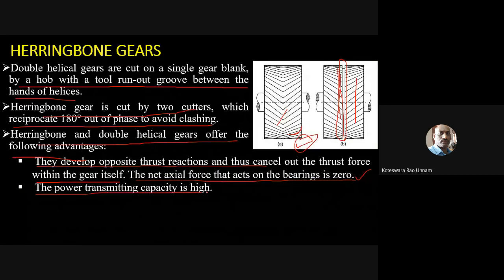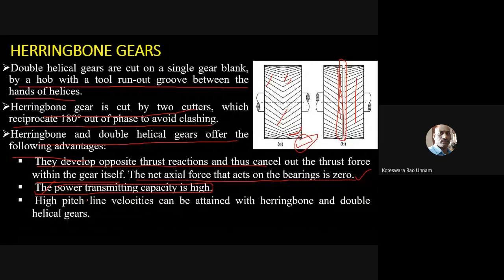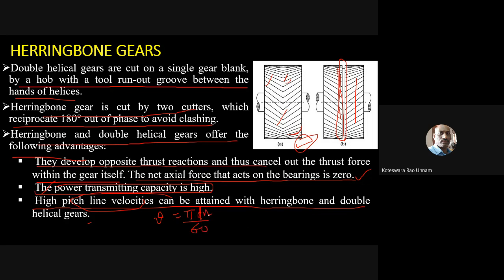The power transmitting capacity is high because you have two gears. With one gear, if you produce 10 kilowatts of power, then in a double helical gear you can produce twice the power because you have two gears. Therefore the power transmitting capacity will be high. High pitch line velocities can be attained with herringbone and double helical gears. So you can go for high pitch line velocities V, that is nothing but pi d n by 60. Then you can go for high speed applications also. If you can run these herringbone gears at large speeds, then you can have large pitch line velocities also.